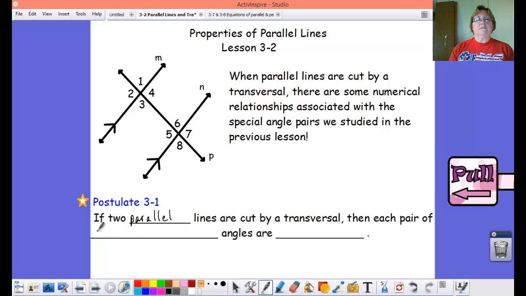then each pair of, and you'll remember this angle type from yesterday, same side interior angles are, and here's the deal, they are supplementary. And you'll remember that that means they add up to 180. So that would mean that in this diagram, angles 3 and 5 would add up to 180 degrees. This is a postulate, and we're asking you to accept that fact as the truth. Same side interior angles add up to 180 degrees when parallel lines are cut by a transversal.